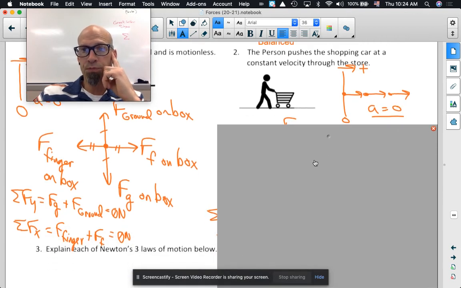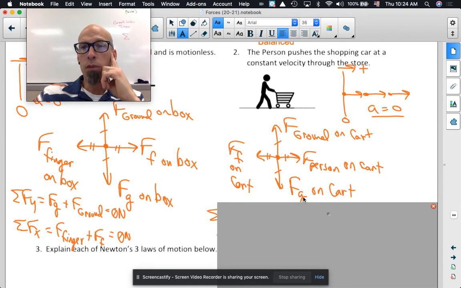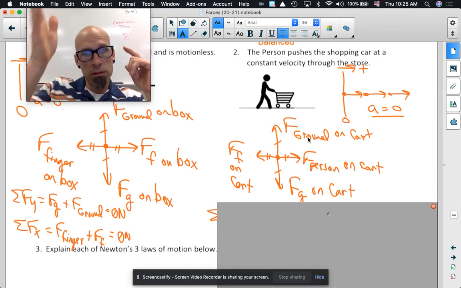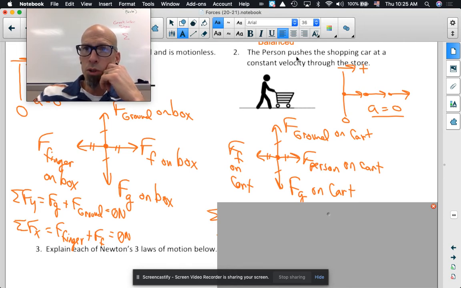For this one, force diagram, we have, again, force of gravity on cart, force of ground on cart. They're balanced. The cart's not accelerating up or down. It's also not accelerating right or left. So is the person pushing the cart? Yes, it says person pushes the cart at a constant velocity through the store. Constant velocity. So we have to have balance.